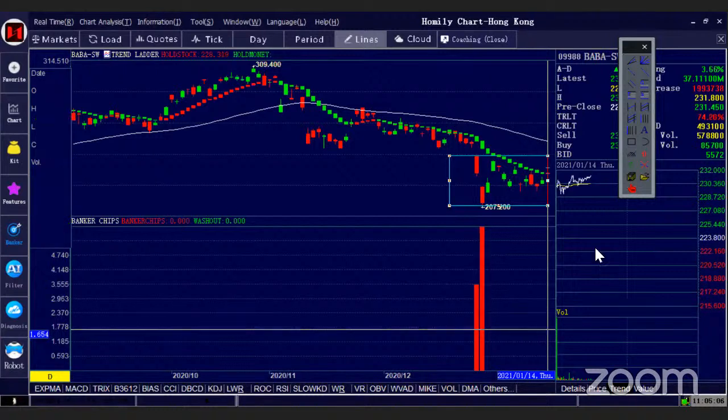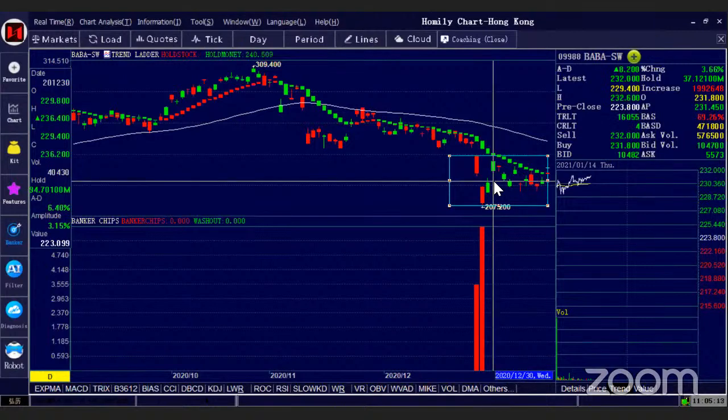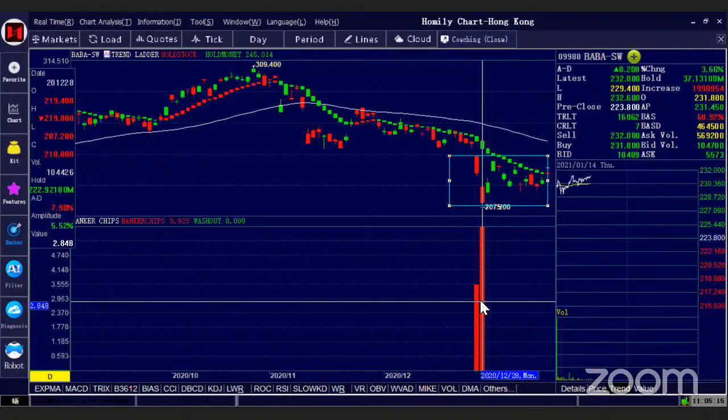Okay, so this is how we can deal with Alibaba in the safest way. And we will never miss the chances if we check the banker chips like this. Okay, so this is for Hong Kong.